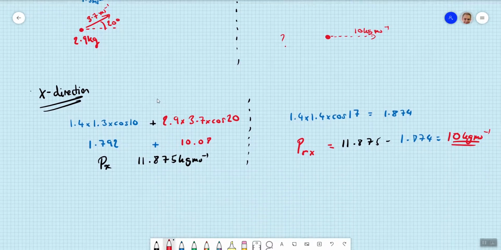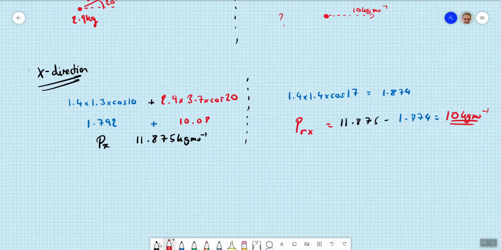Now we have to do it in the y direction. Basically, we do the same thing, just in the y direction. And this is why you don't get problems like this in an A-level paper, because if you can do it here, then you can do it everywhere else. This time, instead of cosines, it's sines, because we're stretching the angle.